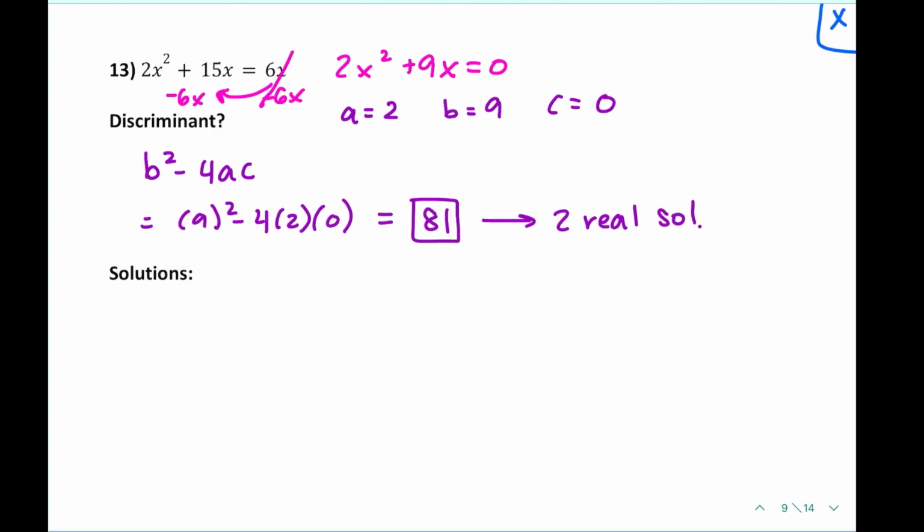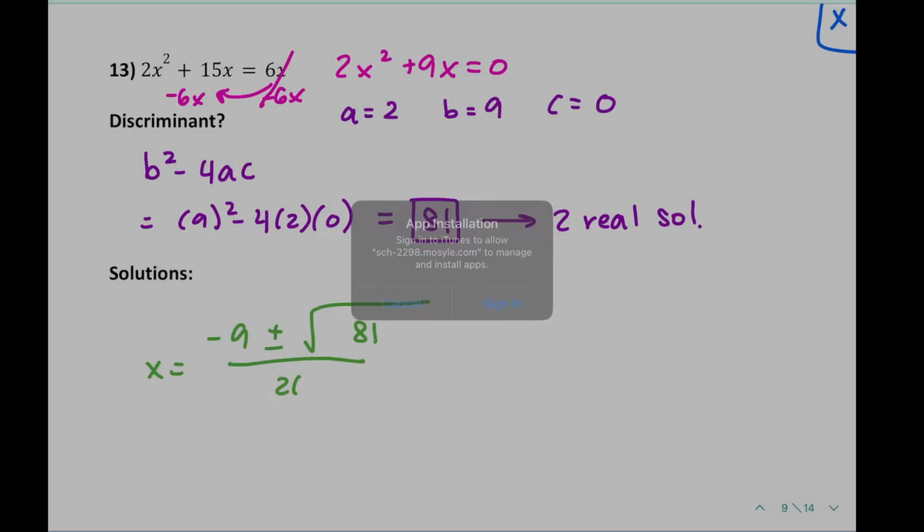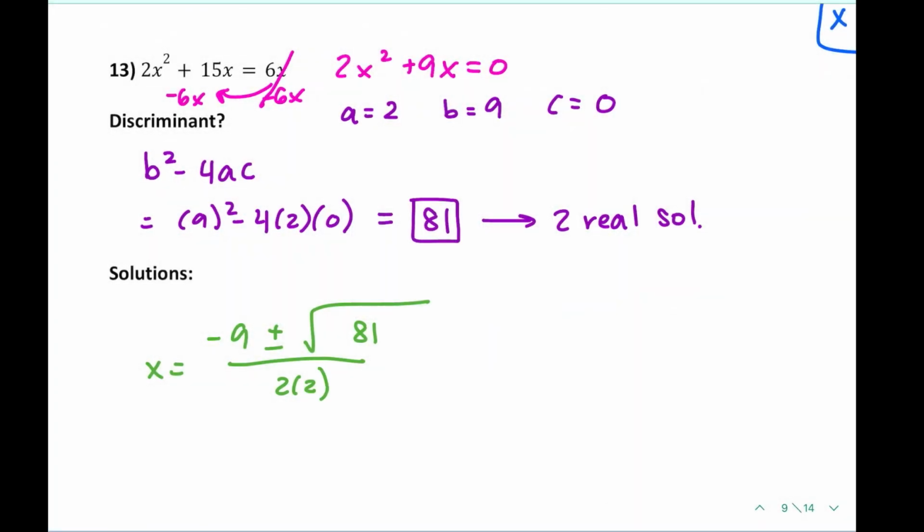And then we can solve with the quadratic formula. So close. X equals opposite of b plus or minus the square root of b squared minus 4ac, 81, perfect square, awesome, all over 2a. Okay, luckily, 81 we know. So it's negative 9 plus or minus 9 all over 4.